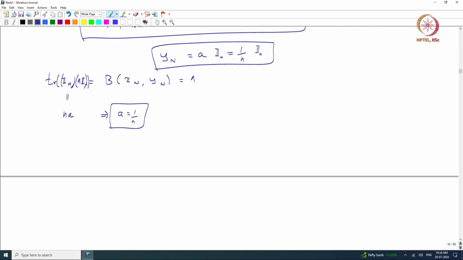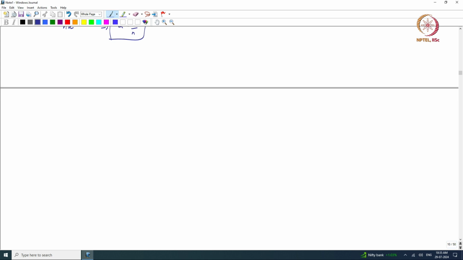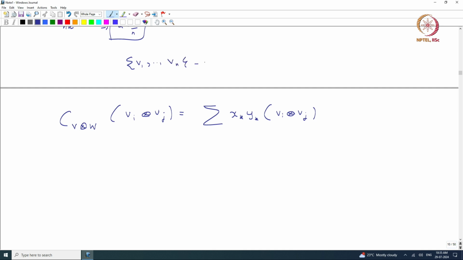So, now with this let us compute what will happen to the Casimir operator defined on V tensor W. Let us say it acts on the standard basis Vi tensor Vj. This is going to be exactly the summation of xk yk acting on Vi tensor Vj, where we call V1 etc. Vn the standard basis.